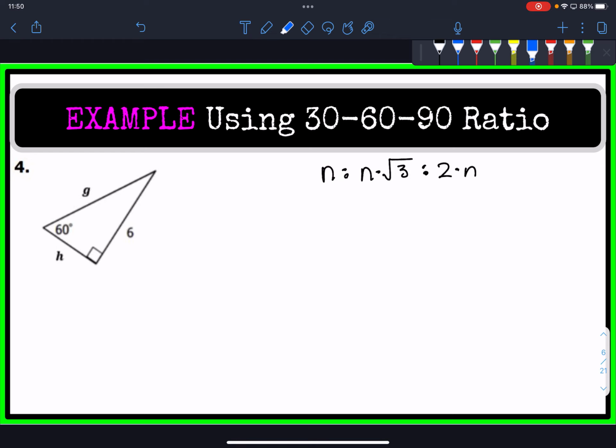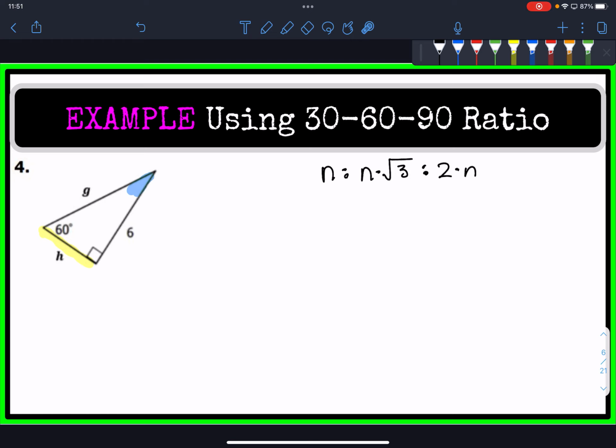So let's highlight the side that's opposite of the 30. So here's a 30-degree angle, because obviously this is 60, so that makes this one 30. And the opposite side of the 30 is h. So they did not give us the short side, okay? So we don't know what the short side equals. We don't know the length of this short side there. So let's see what they do give us.